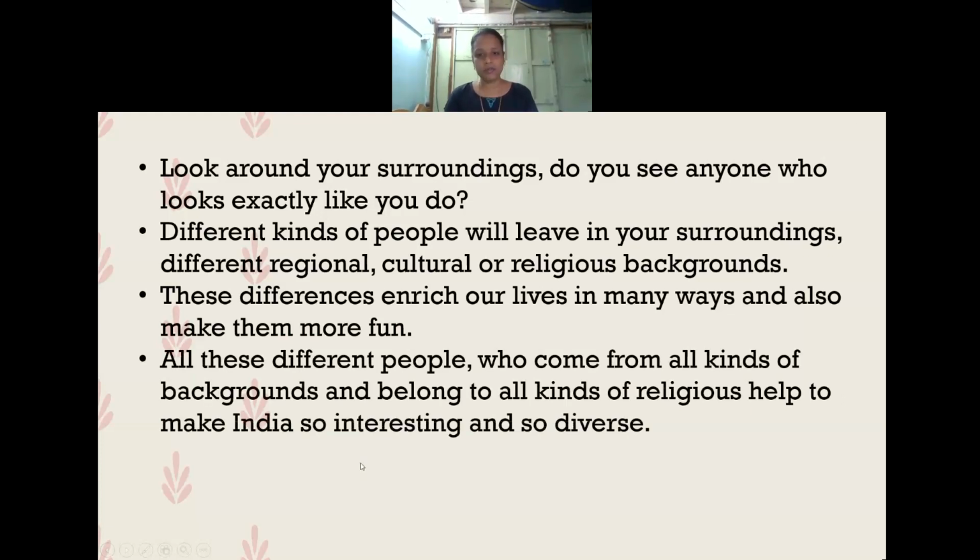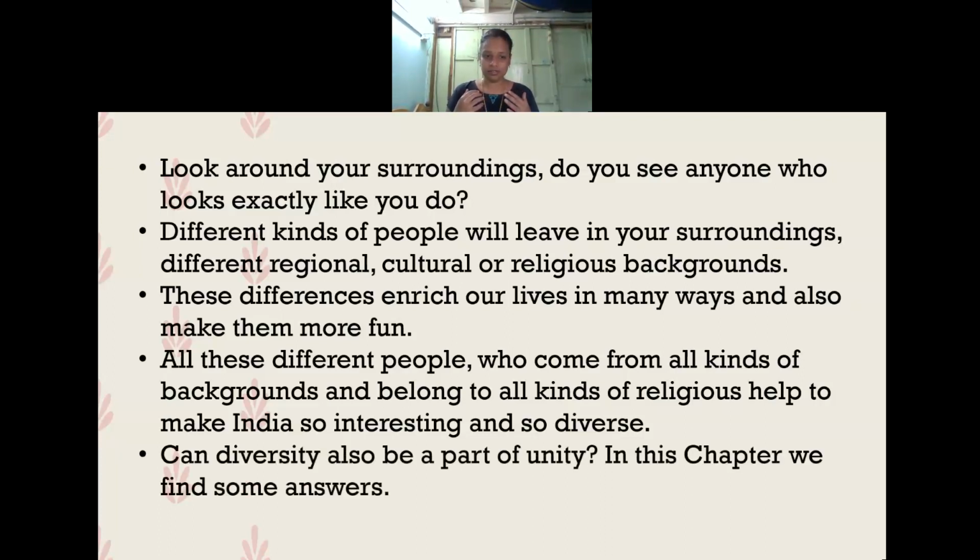all these different kinds of people who come from all kinds of backgrounds and belong to all kinds of religions help to make India so interesting and diverse. Diverse is nothing but all these people belonging to different categories as well as different backgrounds. Some people come from a religious background, some from another cultural background as well as regional background. So different kinds of people are living in your surrounding. That makes our country a very interesting and also a diverse country.